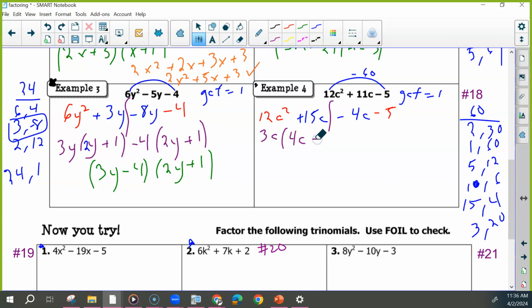4c. Oh, I'm sorry. It's okay. Someone said it, but I didn't hear it. Plus 5. If you wrote it the other way, you should still get the same answer at the end. And then what could we divide out of these two? 1, but negative 1. Leaving us with 4c plus 5. All the signs were changed. And then our two final factors. 3c minus 1. Correct.